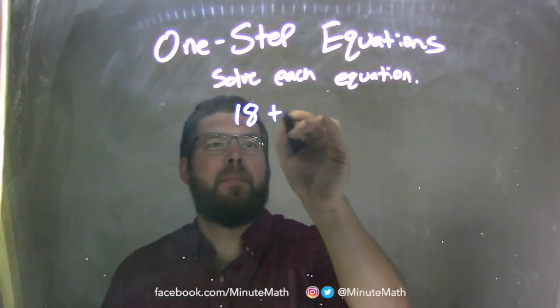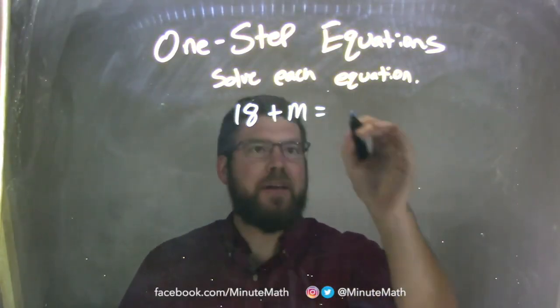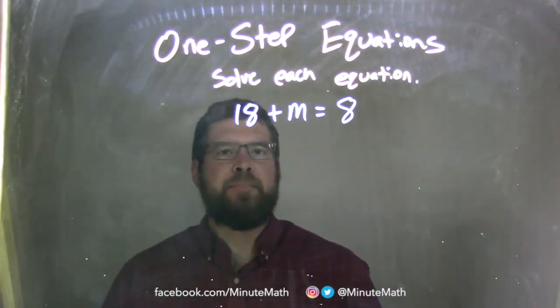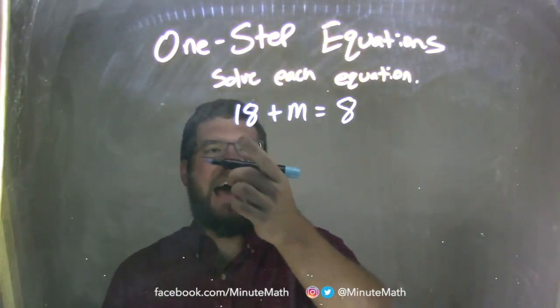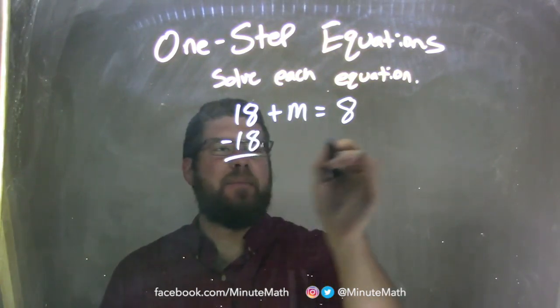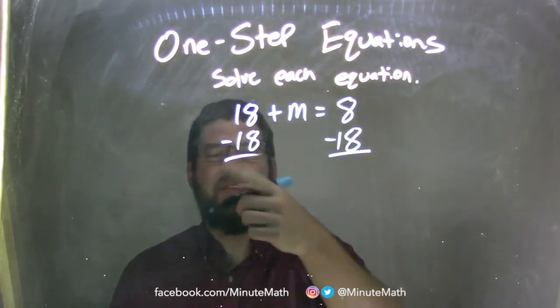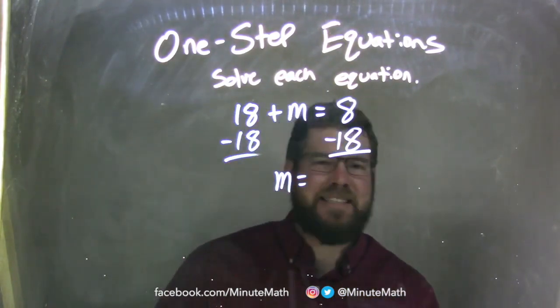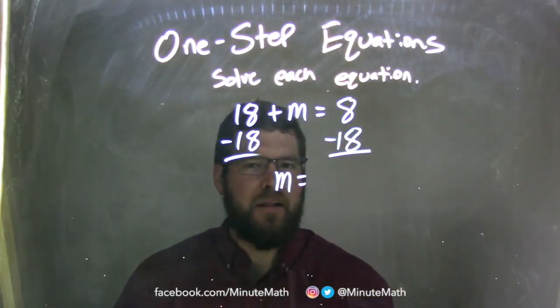18 plus M equals 8. So 18 plus M equals 8. Well, that's addition right here, right? Adding 18. So I'm just subtracting 18 from both sides. Opposite of that, positive 18. So I'm left with the M here, but now I have 8 minus 18. What's that? Let's use a number line.